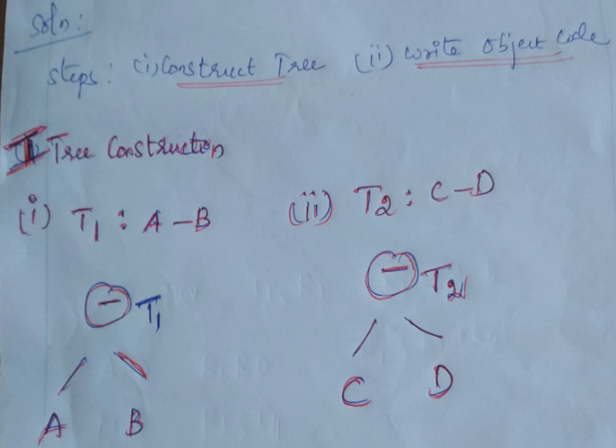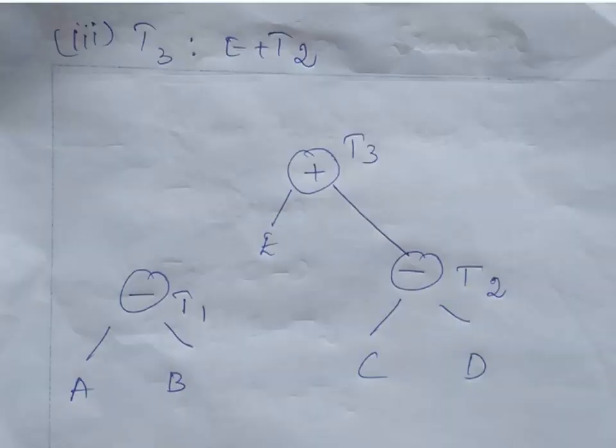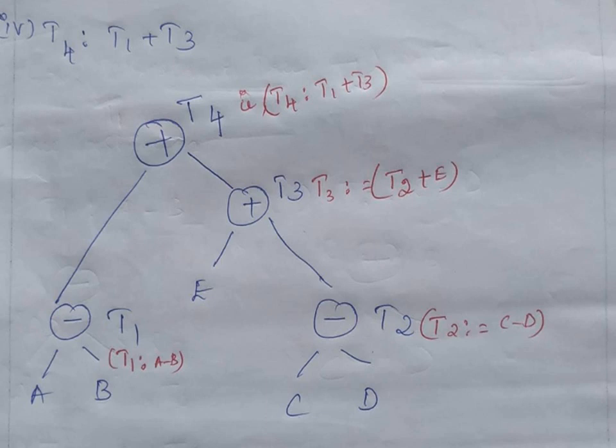Construct the tree for the second triple, T2 is equal to C minus D. See the diagram. The final step is T4 is equal to T1 plus T3. We have the primary step A minus B, and then the third step T3 is equal to T2 plus E. We combine these two steps and produce the code T4 is equal to T1 plus T3.